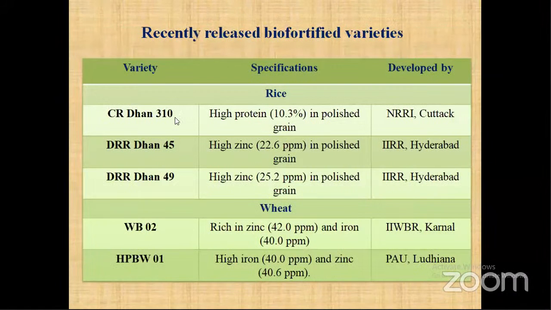Here in these tables, you just remember the variety, which institute developed it, and which content it is rich in. Suppose CR Dhan 310 is rich in protein and developed by NRRI, National Rice Research Institute, Cuttack. No need of remembering these percentages or contents.